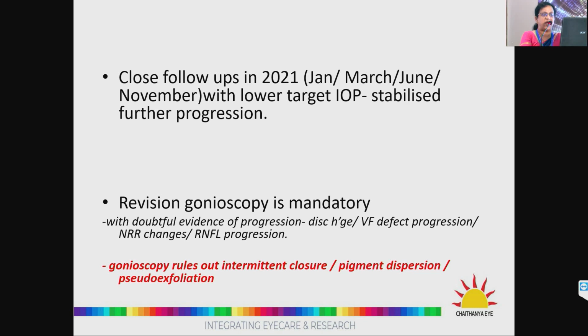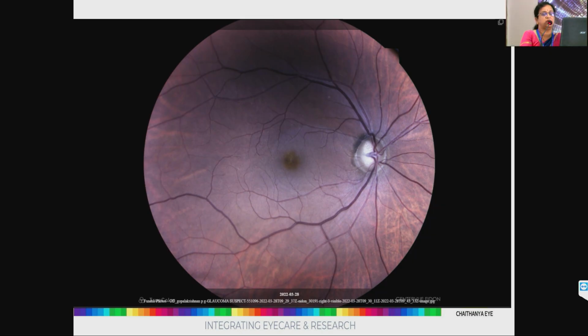And how did we manage her? We followed up more closely, but a gonioscopy revealed that she was going in for a combined mechanism glaucoma, and that closure was picked up by a revision gonioscopy.